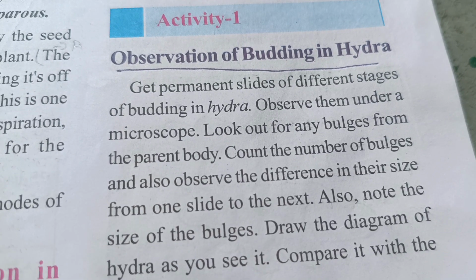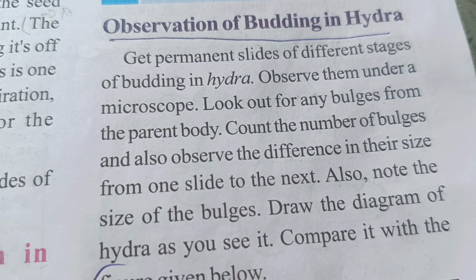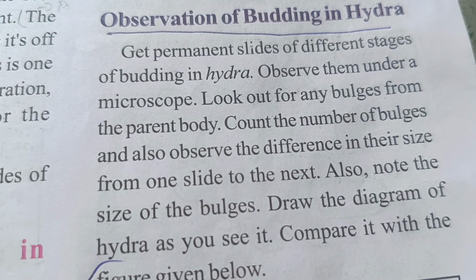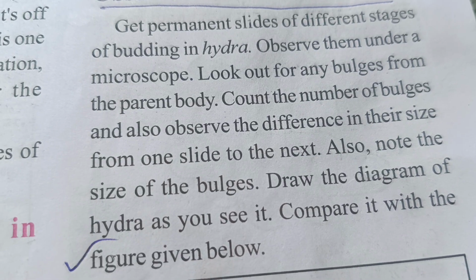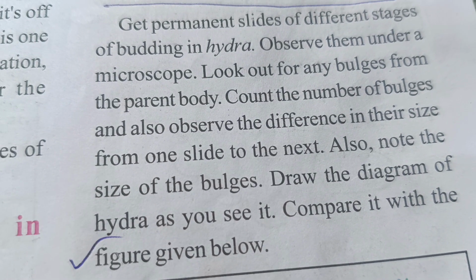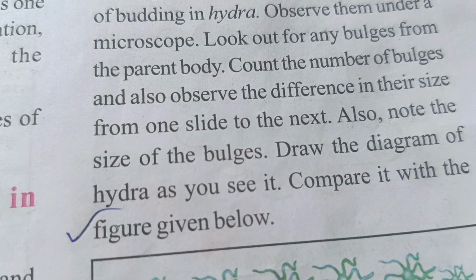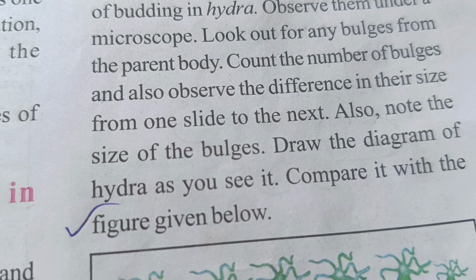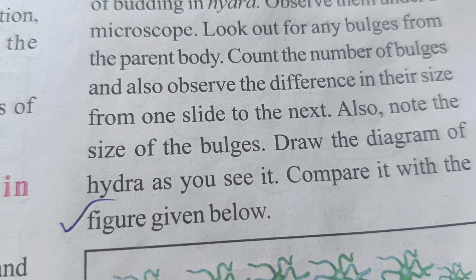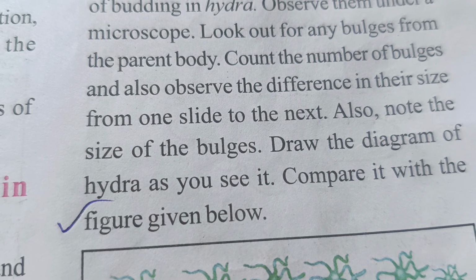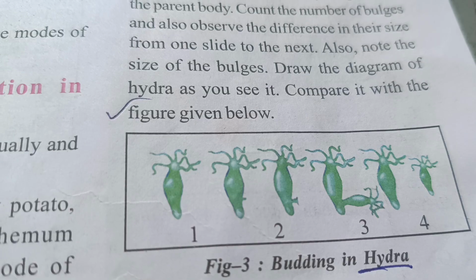Observing budding in Hydra: get permanent slides of different stages of budding in Hydra. Observe them under a microscope. Look out for any bulges from the parent body. Count the number of bulges and also observe the difference in the size from one slide to the next. Also note the size of the bulges. Draw a diagram of the Hydra as you see it. Compare it with the figure given below.